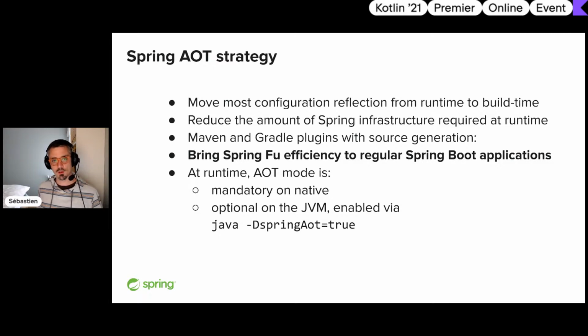So the goal is not to remove reflection, because we are still using reflection. It's more to move reflection from runtime to build time for the configuration part. For @Controller, @Component, @Service, it will still happen at runtime. But here the critical part was really the configuration bits. The goal is also to reduce the amount of Spring infrastructure required at runtime.